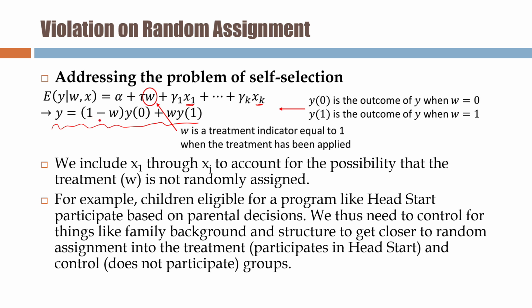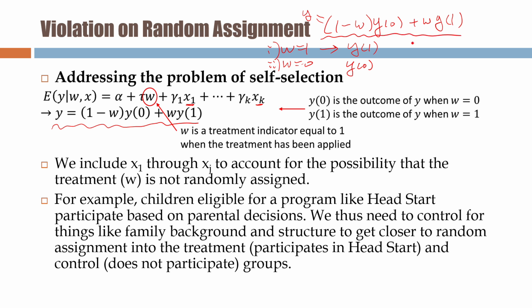So this is y equals 1 minus w times y0, and I think this is why they use it. If w is 1, this will be 0 and this will be just y1. And if w is 0, then this is 0, so you will have just y0, right? If you create y this way, you can have y1 when w is 1, and you can have y0 when w is 0.